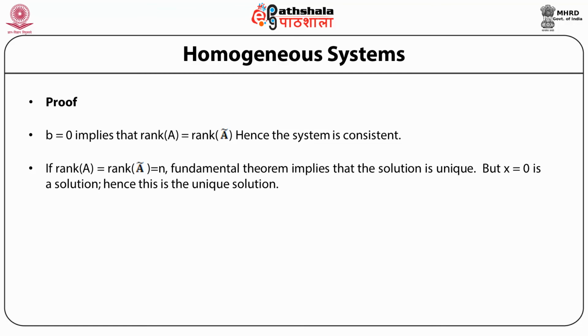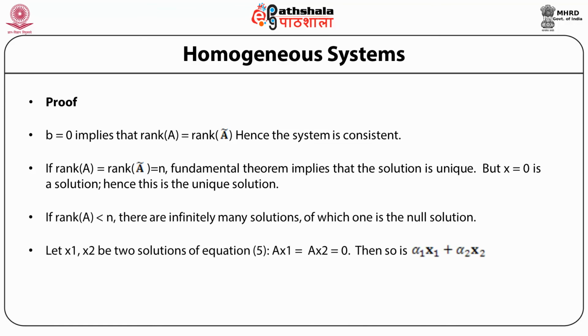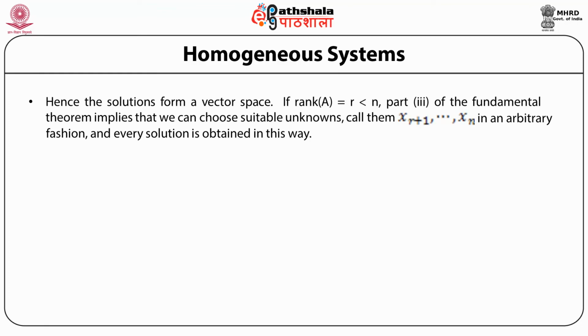Now the third part of the theorem. Let x1, x2 be two solutions of equation 5, then A times matrix x1 is equal to matrix A times x2 is equal to 0. Then so is alpha 1 into matrix x1 plus alpha 2 into matrix x2. That is, matrix A into alpha 1 times matrix x1 plus alpha 2 into matrix x2 is equal to alpha 1 into matrix A into matrix x1 plus alpha 2 into matrix A into matrix x2 is equal to 0. Hence, the solutions form a vector space.